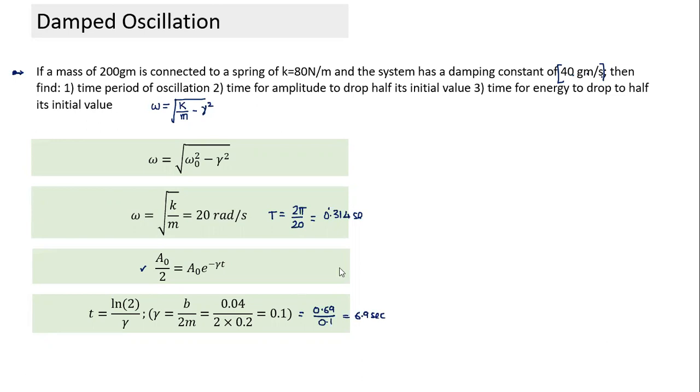There's nothing, simple substitution. And the time for energy to drop to half its initial value. If energy drops to half, what has to be the amplitude? In that case, amplitude has to be equal to A naught by root 2. You can calculate that time also. And that will come to a little odd term.